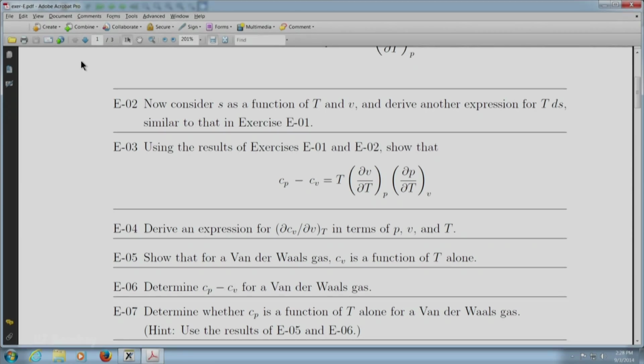Let us look at a few more exercises, from E04 to E07. In E04, we are asked to derive an expression for the partial derivative of Cv with respect to V at constant T, in terms of P, V and T.